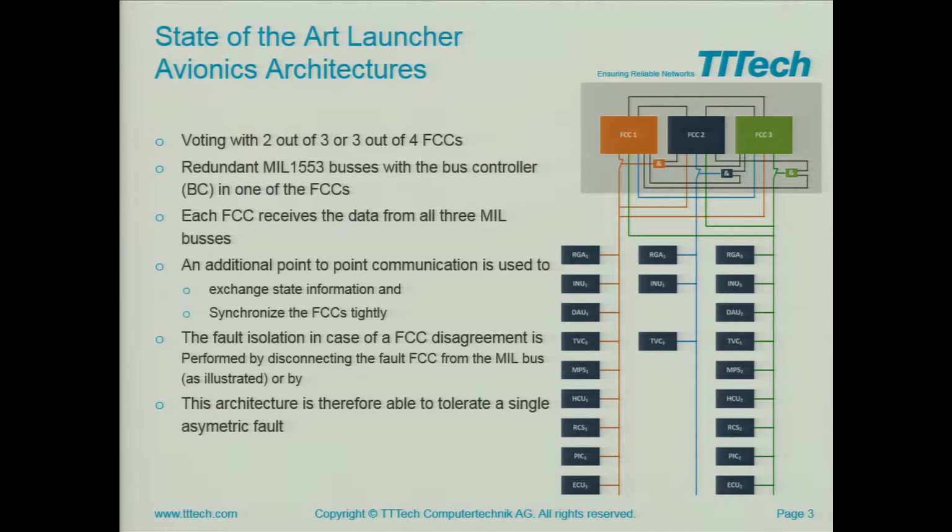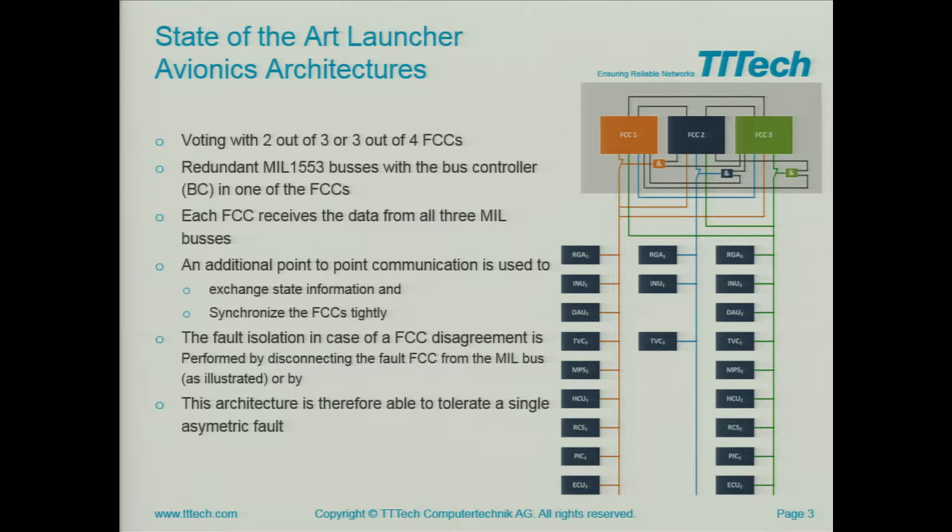And the big challenge there is to vote between the different data which you get from the different components on the bus, and to align the state within all the flight control computers, so that you vote with the same state in all the computers. And the question is, how do you do that? So typically you connect these flight control computers via a point-to-point line, and with this point-to-point line you typically add a synchronization between them.